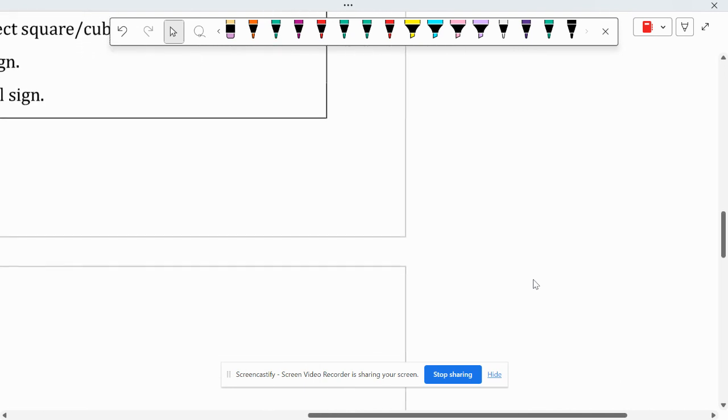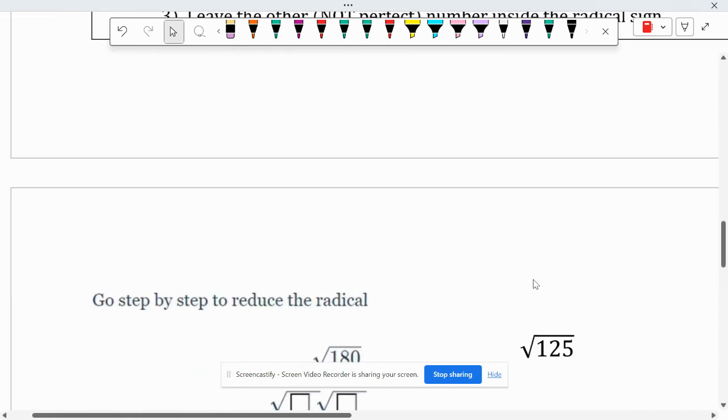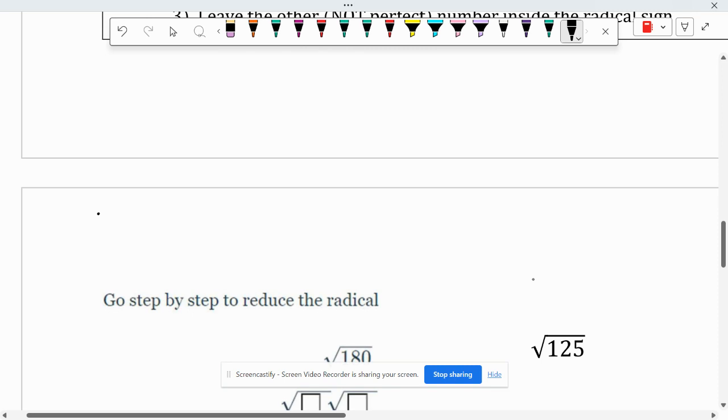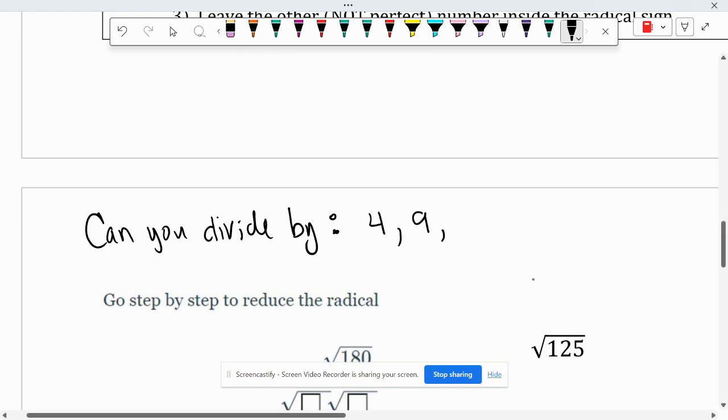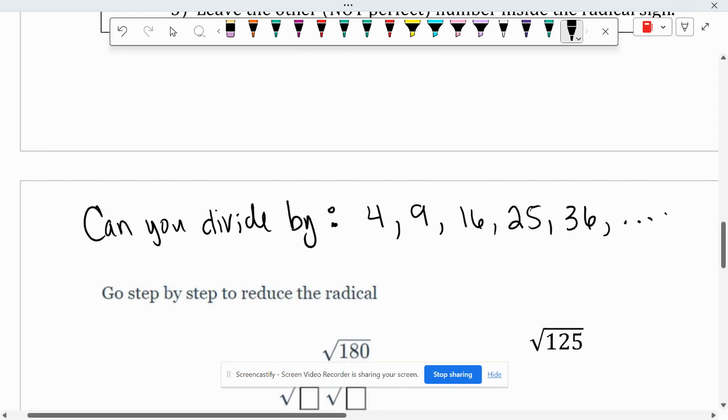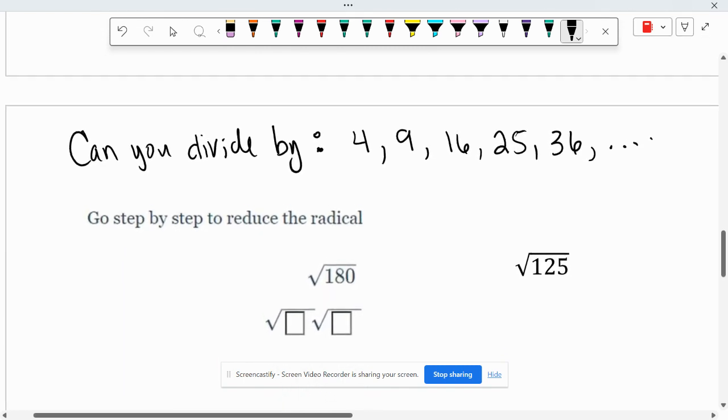So I'm going to tell you how I always think about this. I'm going to write myself a little note up here that says, can you divide by, and then I just list my perfect squares. 2 squared is 4. 3 squared is 9. 4 squared is 16. 25. 36. Okay. So we're going to look at each number.